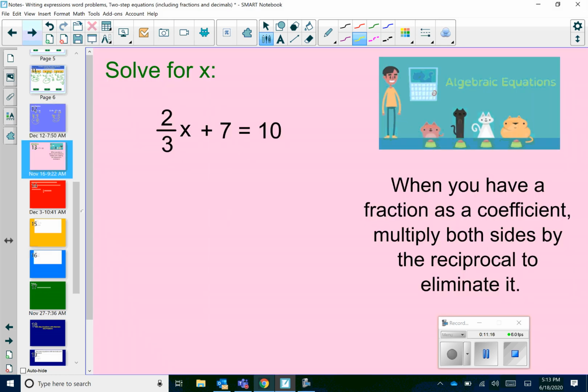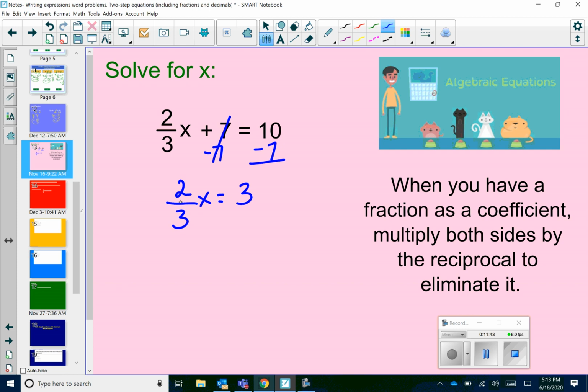Notice that I have a fractional coefficient here. So when you have a fraction as a coefficient, in order to eliminate it, you need to multiply both sides by the reciprocal to eliminate it. So I'm going to have you watch what I do here. So the first thing we want to do is get rid of our constant, which is 7. In order to do that, I have to subtract it. That leaves me with 2/3 x equals 3.